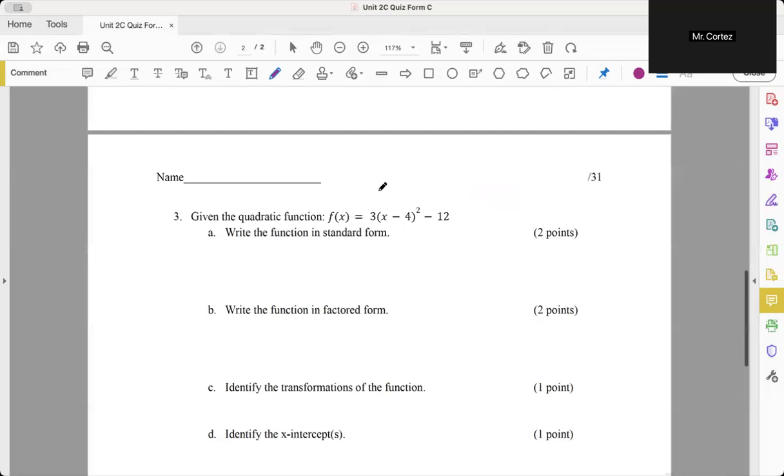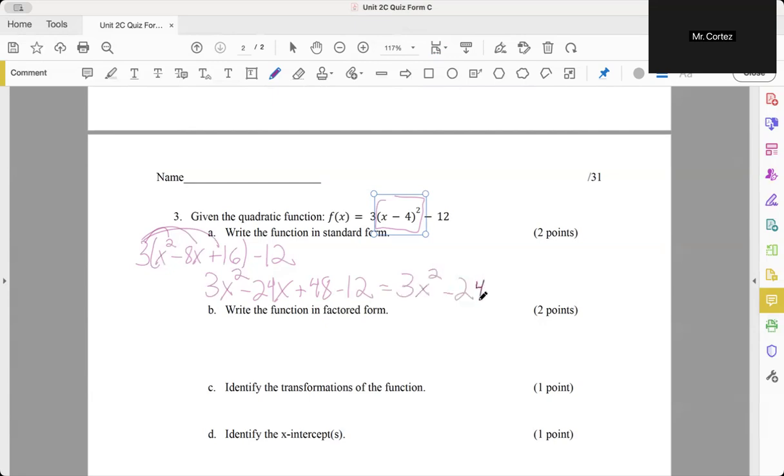Standard form, we did this prior to the quiz. I made a note to highlight this part and then distribute a 3 around there. So this, for starters, should be 3 parentheses x squared minus 8x plus 16, and minus 12 is following that up. You can distribute, continue that: 3x squared, 3 times negative 8 is negative 24x, plus 48. Don't forget the minus 12. So combine like terms from here: 3x squared minus 24x plus 36.